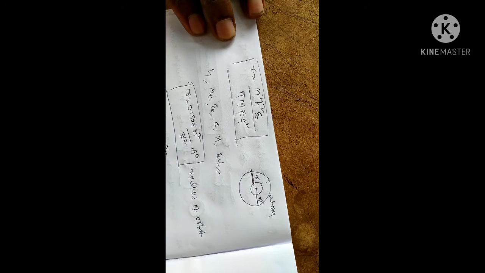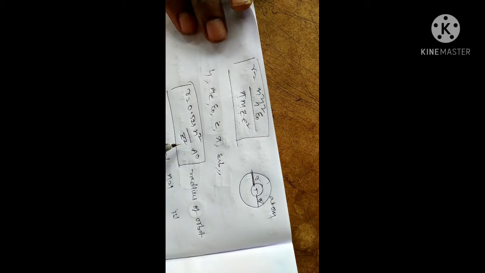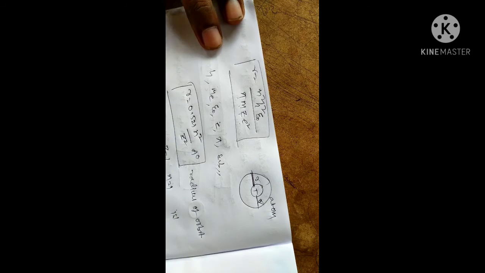Now for hydrogen atom, z is equal to the atomic number 1, that is 1s1, so n is equal to 1. Substituting this, we get radius r is equal to 0.529 angstrom. Here 1 square is only 1. This is called Bohr radius.